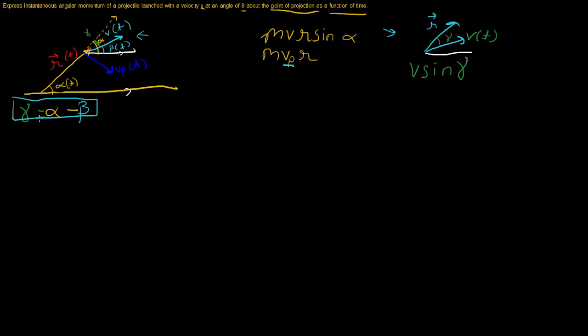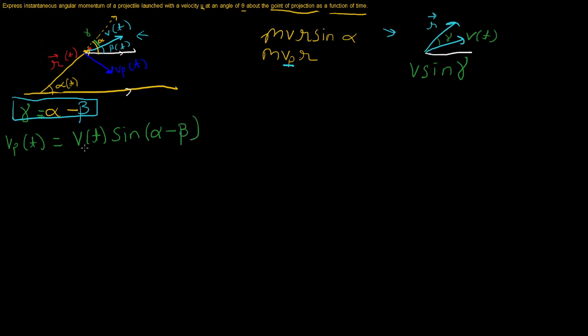But we know that gamma is equal to alpha minus beta, right? As gamma equals alpha minus beta, we get velocity perpendicular, even this varies with time, everything here varies with time, is equal to the regular velocity vector times sine of gamma, which is sine of alpha minus beta.